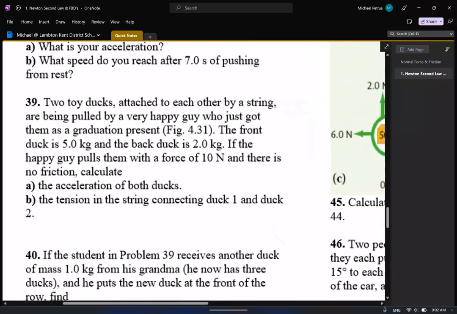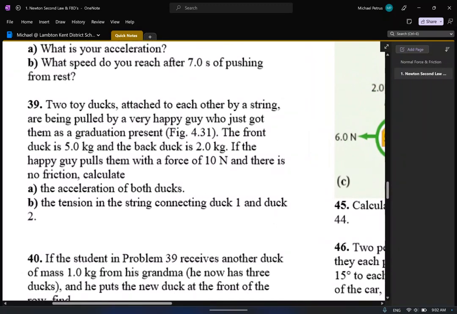That's the ticket. So it says 2 toy ducks attached to each other by a string are being pulled by a very happy guy who just got them as a graduation present. Figure 4.31. Now I've lost the picture. I wish I had the figure 4.31 because I think that would be just a bizarre looking picture. The front duck is 5 kilograms and the back duck is 2 kilograms. If the guy pulls them with a force of 10 newtons and there's no friction, calculate the acceleration and, B, calculate the tension.